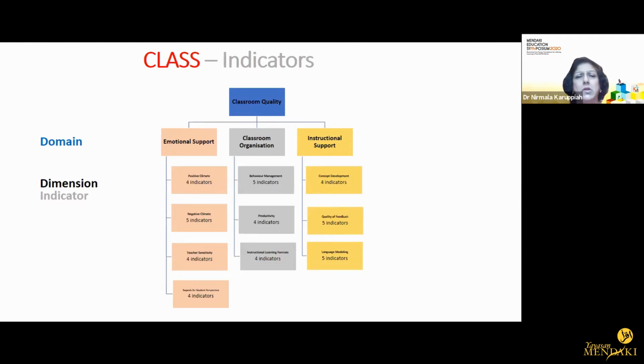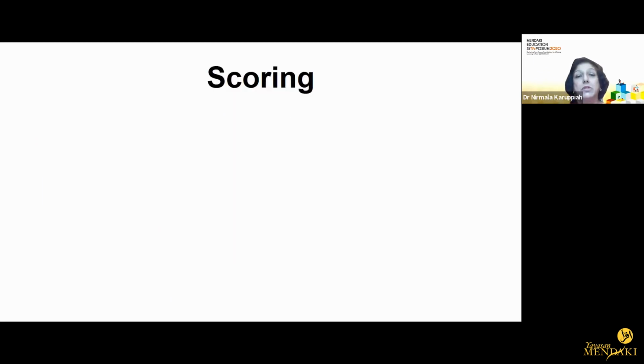And so what happens is that each of these indicators is given a score, and these scores would be totaled up, and then they become a total score for that particular dimension. And then all the dimensions under that domain will be totaled again, and a total score is given to the domain. So this is how scoring is done.